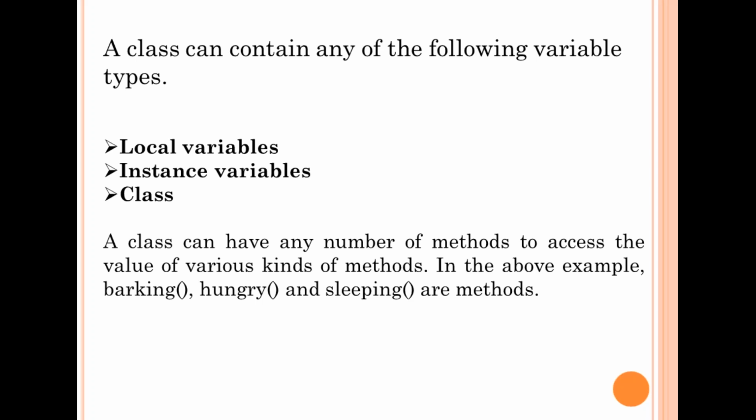Instance variables: instance variables are variables within a class but outside any method. These variables are initialized when the class is instantiated. Instance variables can be accessed from inside any method, constructor, or blocks of that particular class. Class variables: class variables are variables declared within a class, outside any method, with the static keyword. A class can have any number of methods to access the value of various kinds of methods. In the above example, barking, hungry, and sleeping are the methods.